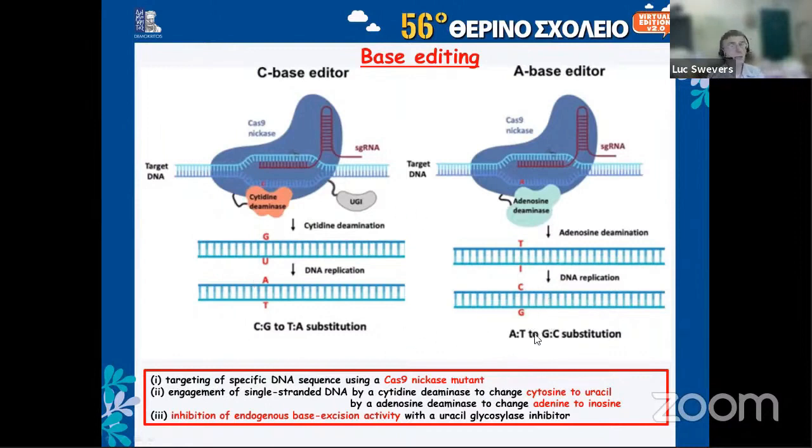And when the system is resolved by later events in the repair pathways, for cytosines, the cytosine-guanosine base pairing is converted to thymidine-adenosine. For A base editors, AT base pairs are converted to GC base pairs.